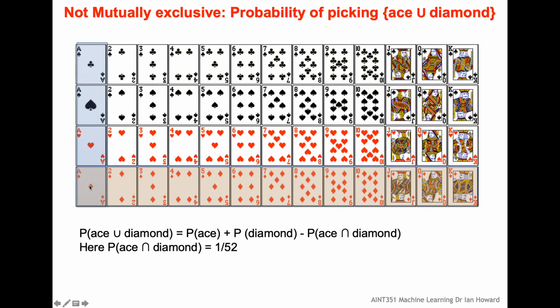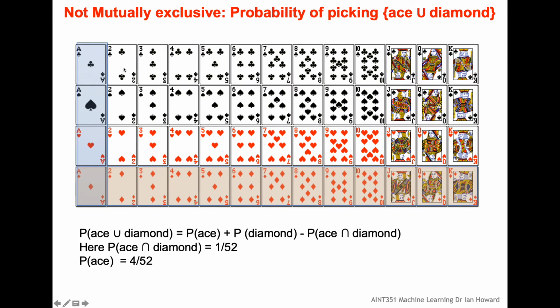So all we have to do now is just go through and say, what are the probabilities of these things? What's the probability of picking a card which has an ace and a diamond? Well, that's only one card, isn't it? That's just this one here. So 1 out of 52. Assuming it's a uniform distribution, the chance of that happening is 1 over 52.